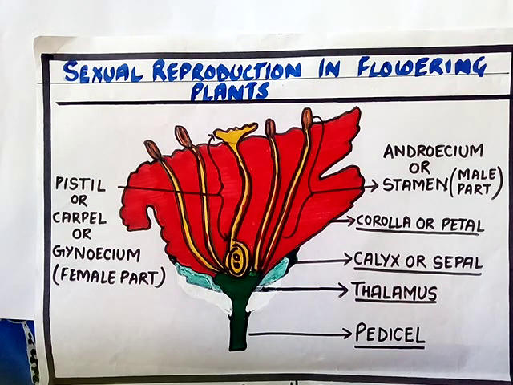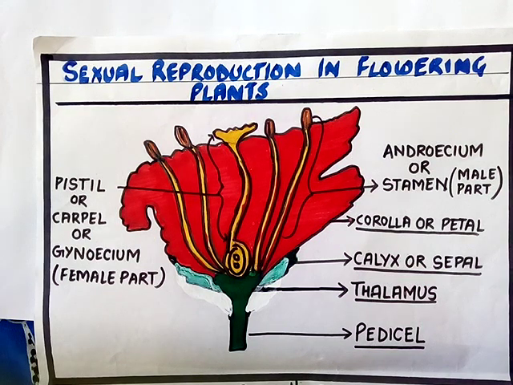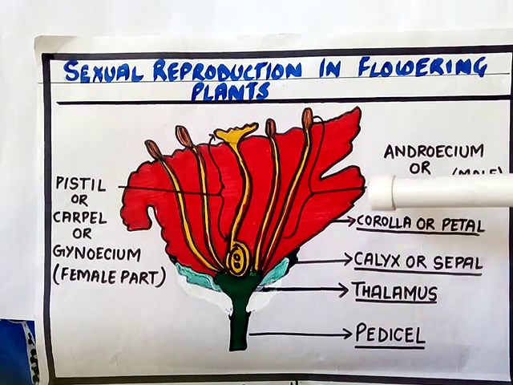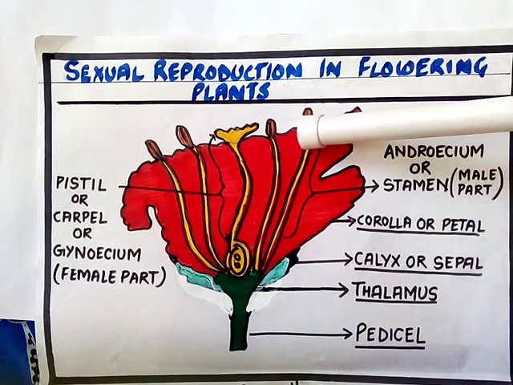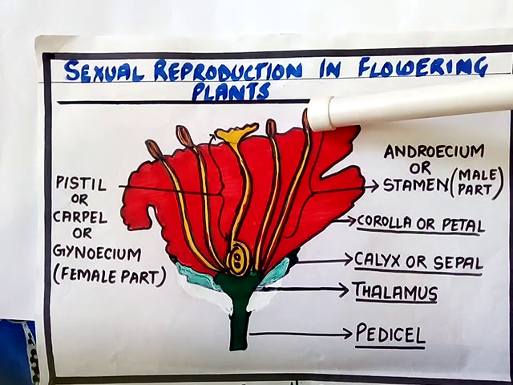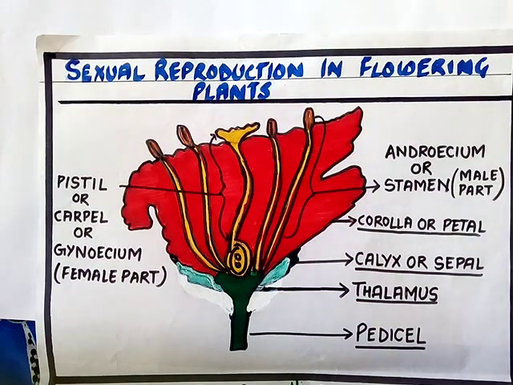And incomplete flowers are those flowers in which one or more whorls are missing. That is, in an incomplete flower, either the calyx is absent, or the corolla is absent, or the stamen or androecium is absent, or the pistil or carpel is absent. One or more whorls missing is known as an incomplete flower. Example: flowers of date palm and mulberry tree.